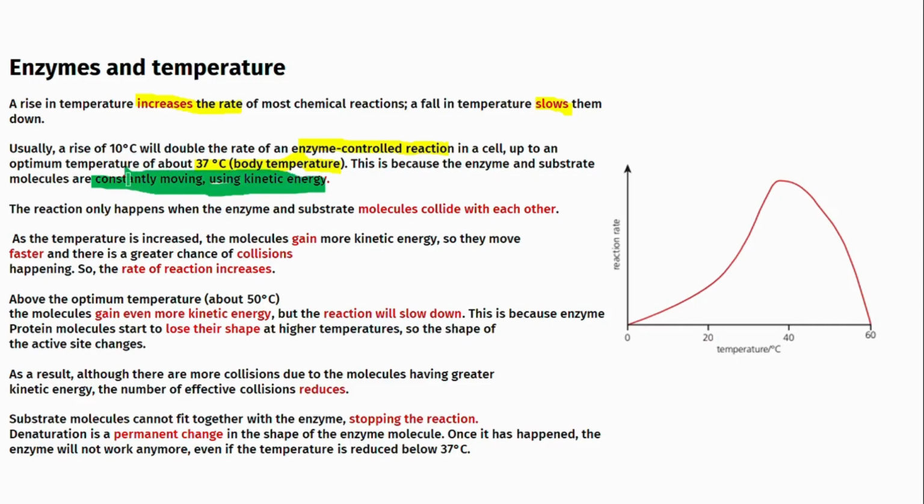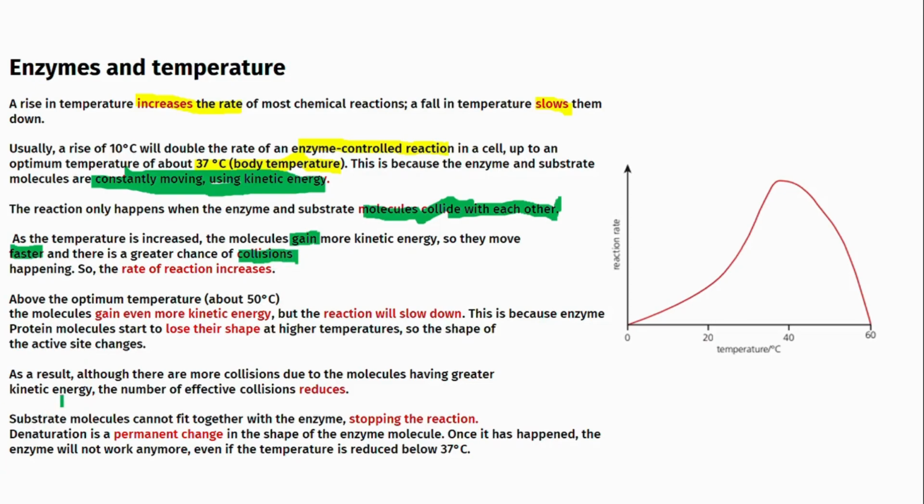Okay, so the reaction only happens when the enzyme and substrate molecule collide with each other. So an increase in temperature gives a higher chance of collision. As the temperature is increased, molecules gain kinetic energy, so they move faster, and there's a greater chance of collision. So that's why the rate of reaction will increase.